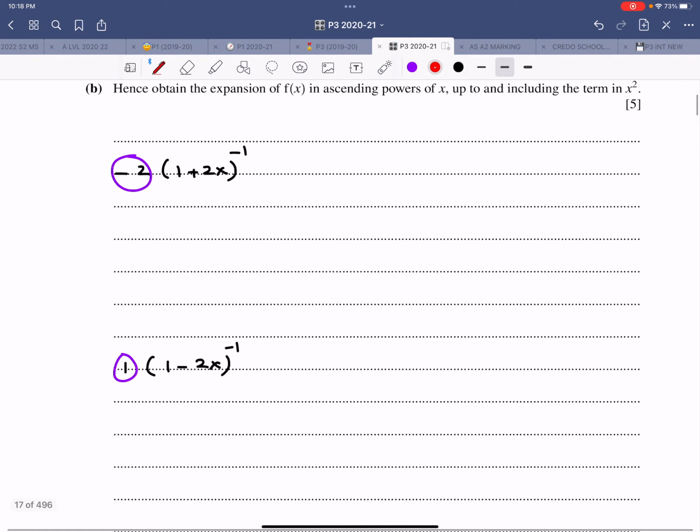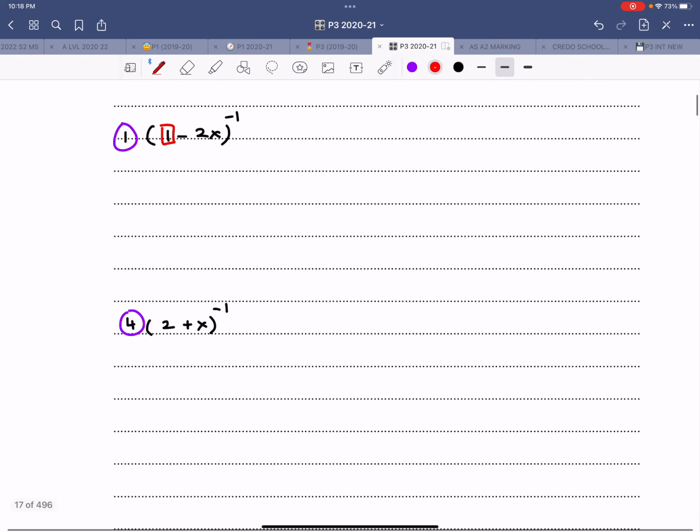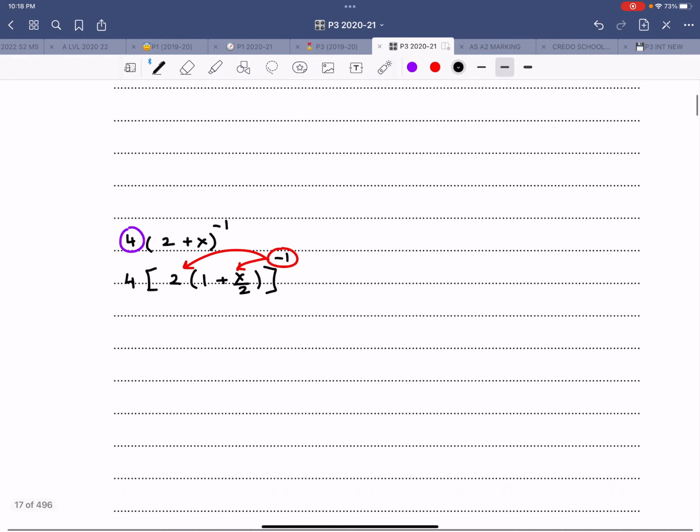Secondly, the first term should be 1. The first term is not 1, so make it perfect. That is 4 as it is, 2 times 1 plus x over 2, the whole thing raised to power of minus 1. This minus 1 is applicable on it. So that's 4 as it is, 2 raised to power of minus 1 is half, and this is 1 plus x over 2 raised to power of minus 1.